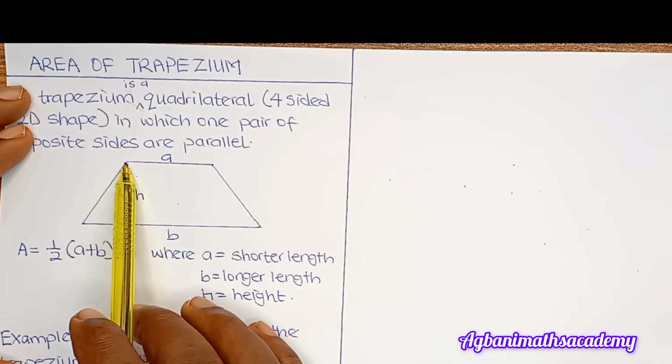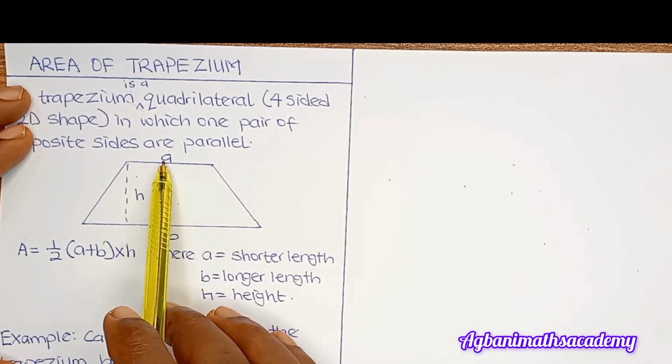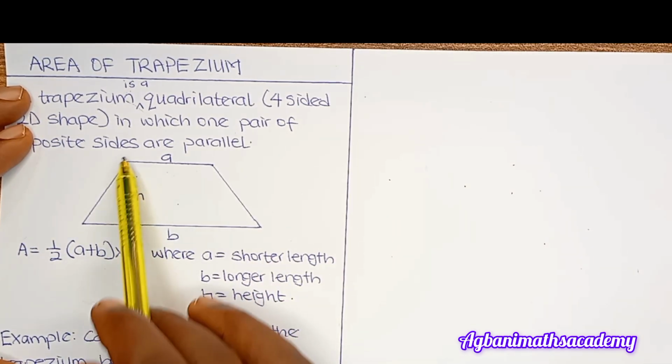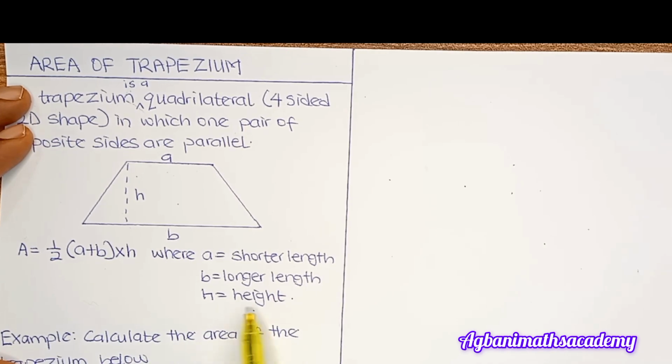In order to calculate the area of this trapezium, we need to know the components of this trapezium. The shorter side of this trapezium, labeled A, is the shorter length. The longer side, B, is the longer length. And the distance between them is the height of the trapezium.